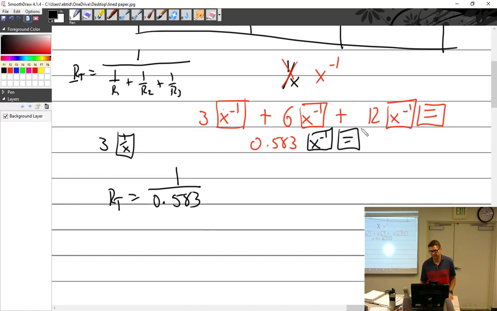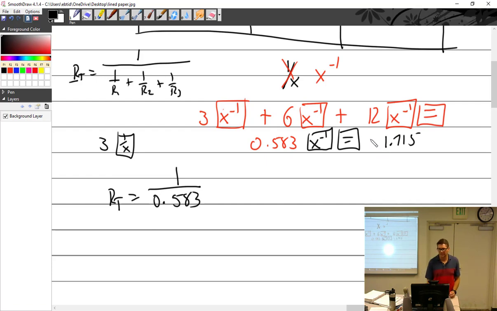What'd you get? 1.715. Now remember this 1 over, that's really just saying 1 divided by. Your calculator just gives you a nice little shortcut. So it's 1 divided by 3 plus 1 divided by 6 plus 1 divided by 12 equals 0.583. Well, 1 divided by 0.583 equals 1.715. But your calculator has the shortcut, which we call x minus 1. It does that for you. Do you follow that now?